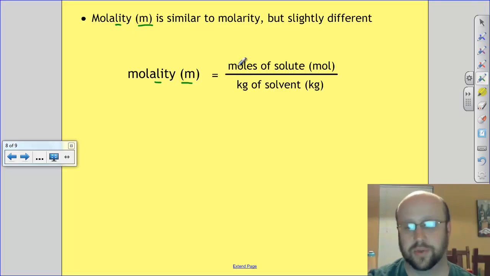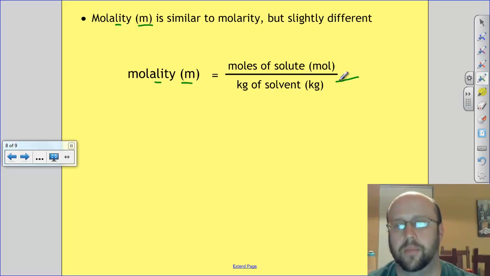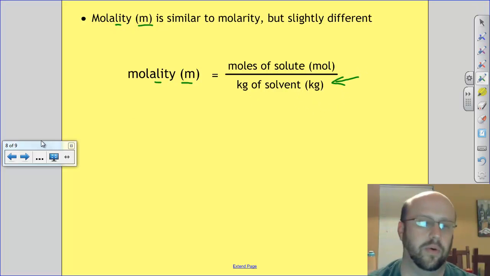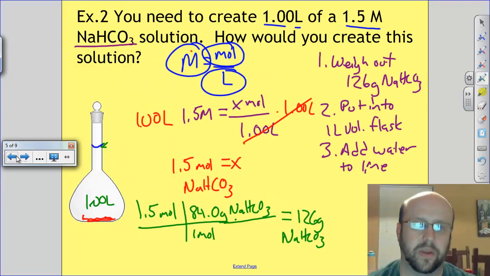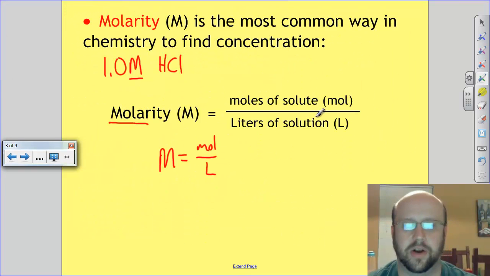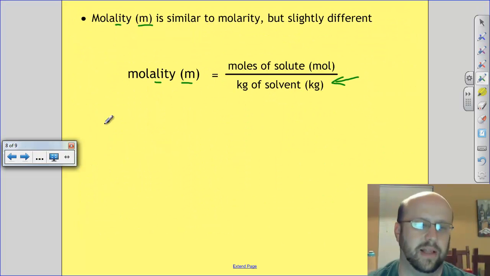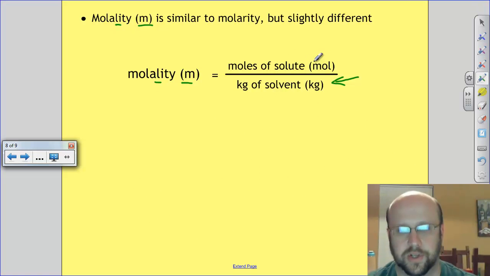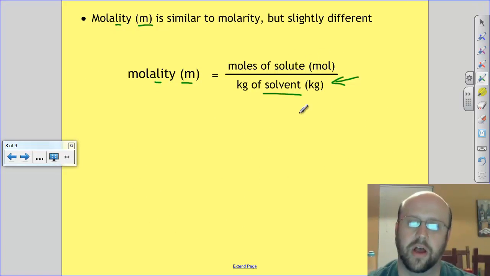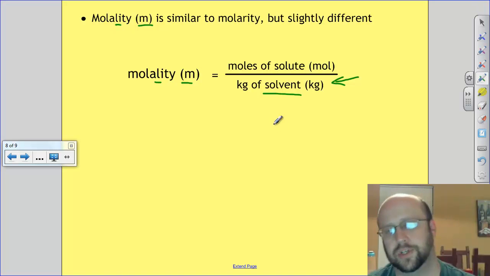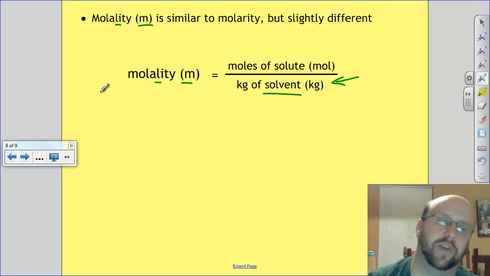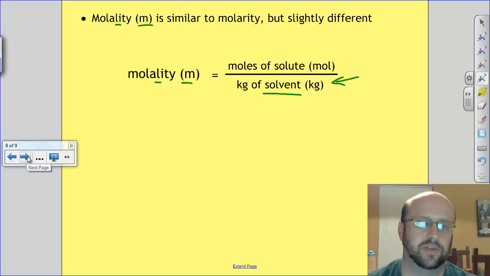Now, what's the actual difference in the formula itself? The difference is in the denominator. If you look back real quick at our formula for molarity, it was moles on the top, liters of solution on the bottom. And if you look at molality, it is moles on the top still, but it's kilograms of solvent, not of the whole solution, just of the solvent. And that's going to change up a lot of things. So let's work one of these real quick.